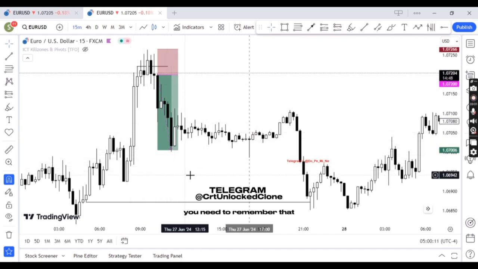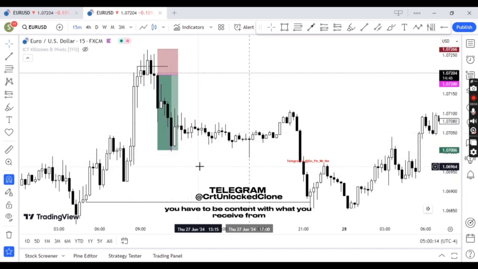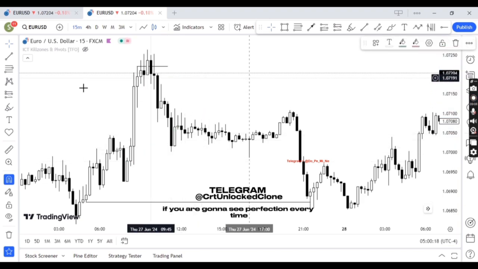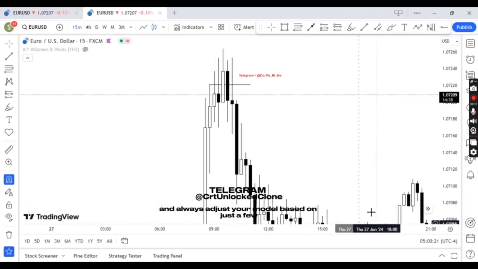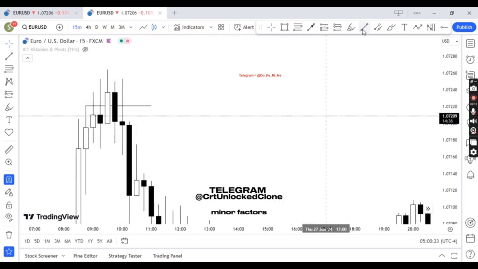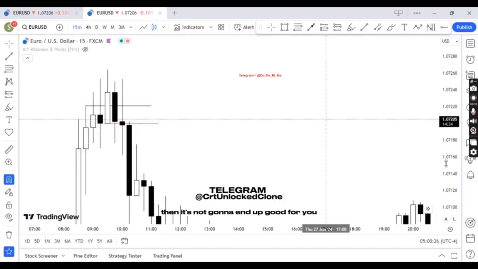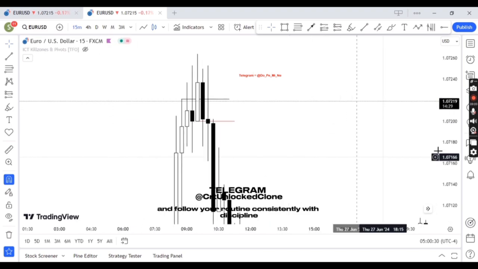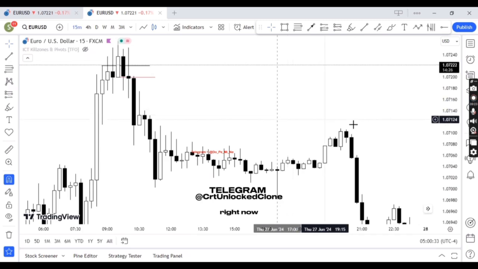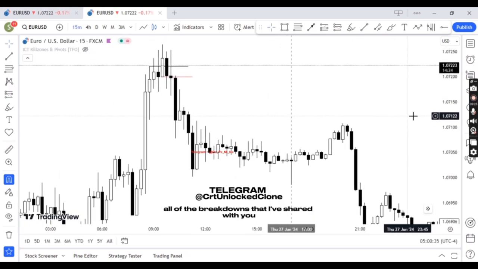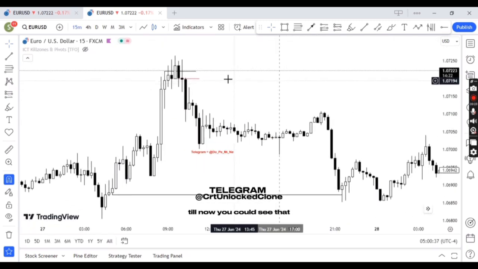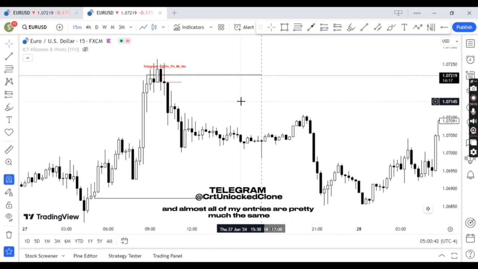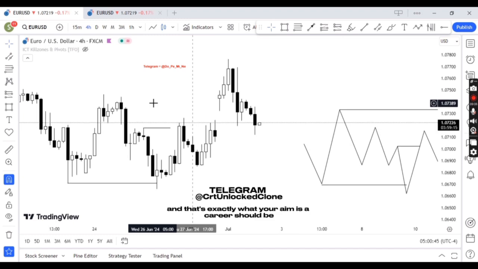One thing you need to remember is that you have to be content with what you receive from the markets, and never seek perfection. If you are going to seek perfection every time and always adjust your model based on just a few minor factors, then it's not going to end up good for you. Your objective as a trader should always be to follow your plan and follow your routine consistently with discipline, right? Now based on all of the breakdowns that I've shared with you till now, you could see that all of my entries have a specific logic behind them, and almost all of my entries are pretty much the same, and that's exactly what your aim as a trader should be.